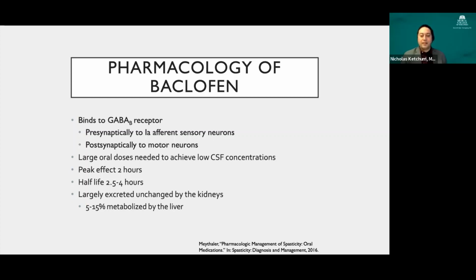And when you take it orally, large doses are needed to achieve low CSF concentrations. The peak effect is at about 2 hours. Half-life is anywhere between 2.5 and 4 hours. This is largely excreted through the kidneys, so we have to take care in our renally impaired patients. And a small amount, 5 to 15%, is metabolized in the liver.